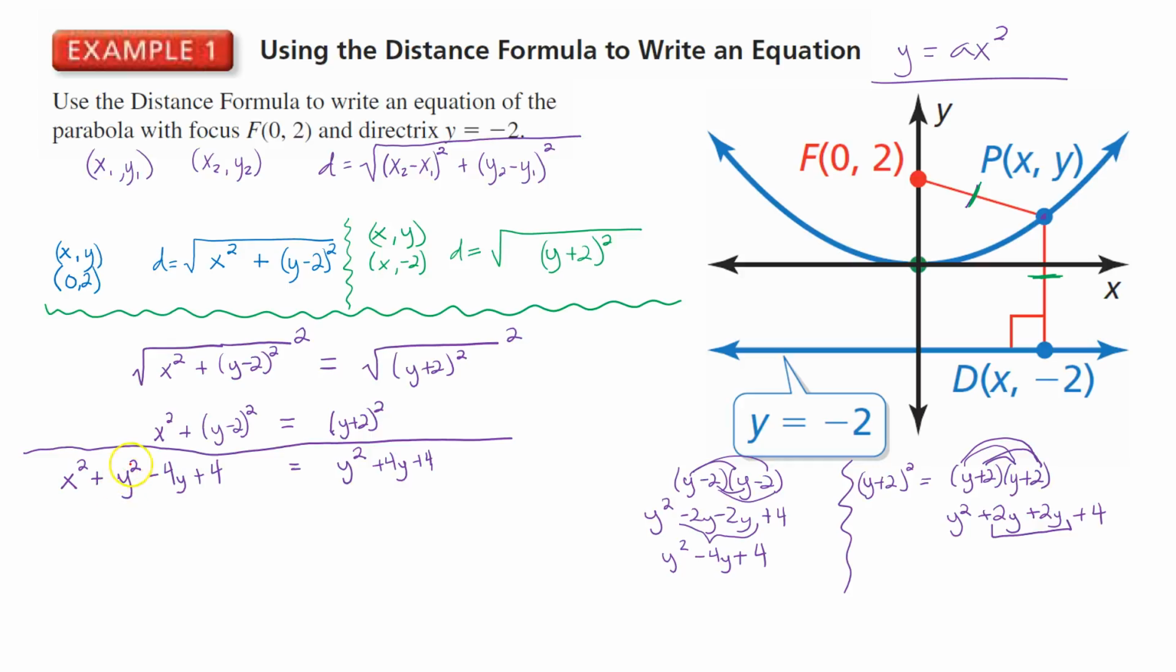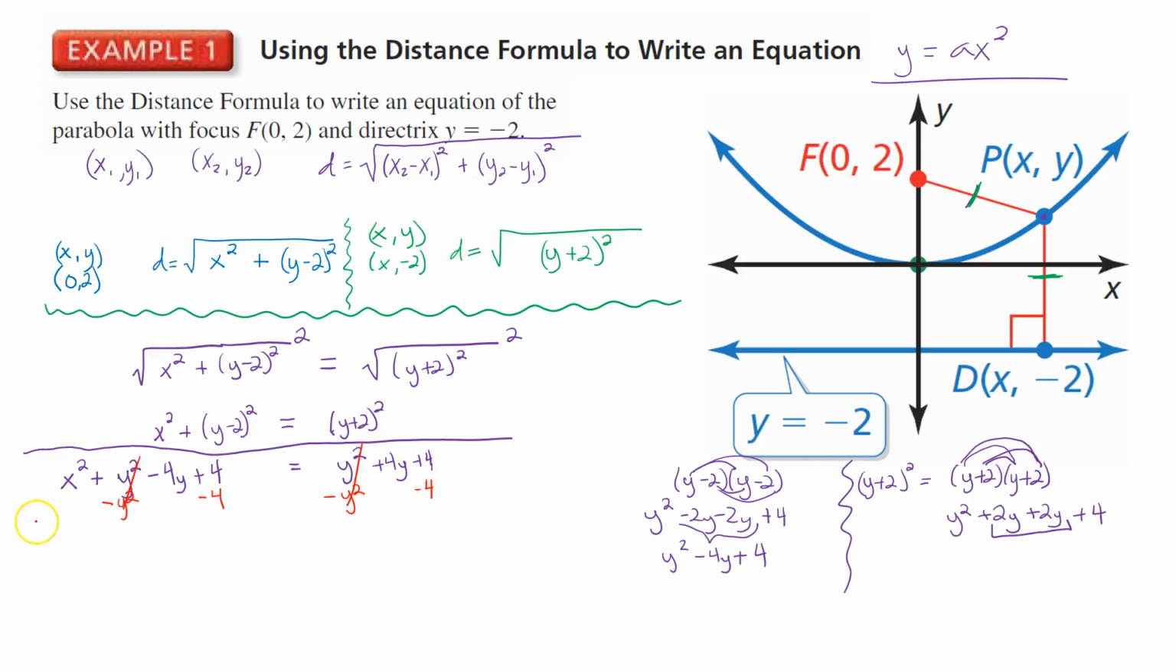Here's something interesting. I got a y squared and a y squared here. I got a 4 and a 4 here. What happens if I subtract y squared from both sides? Y squared minus y squared is 0, so those go away. That's cool. What happens if I subtract 4 from both sides?